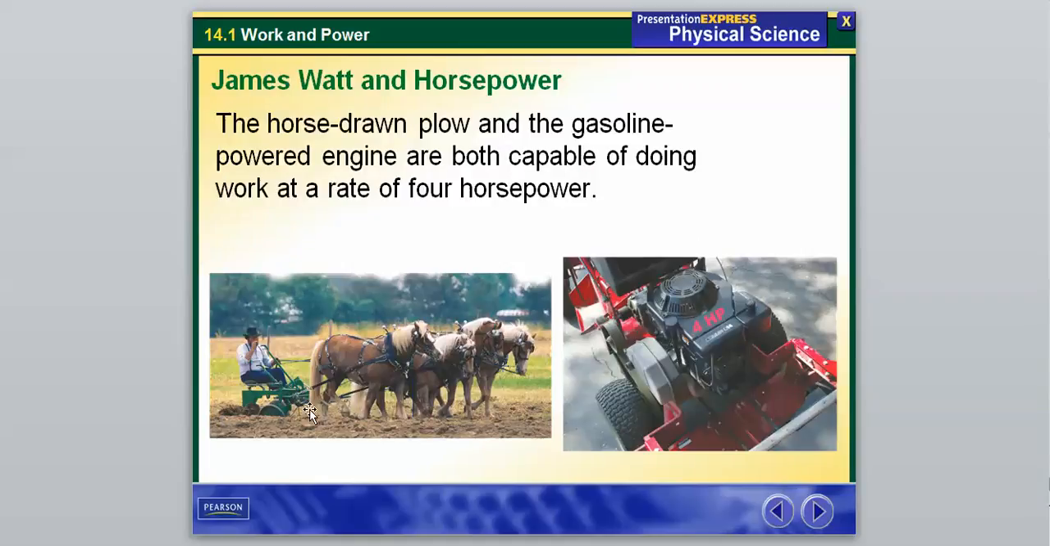It's kind of the same thing here. This horse-drawn plow and the gasoline-powered engine are both capable of doing work at a rate of 4 horsepower. Because look, we have 1, 2, 3, 4 horses, and this gas engine getting 4 horsepower. We might think it's common sense that the term horsepower came from the idea of how much power a horse could exert, but maybe you didn't actually think about it that way. Maybe you thought someone just came up with something they thought was good, but literally, horsepower is compared to how much work 1 literal horse can do. I think that's pretty interesting, and that is actually it for our first section. Let me know if you have any questions.